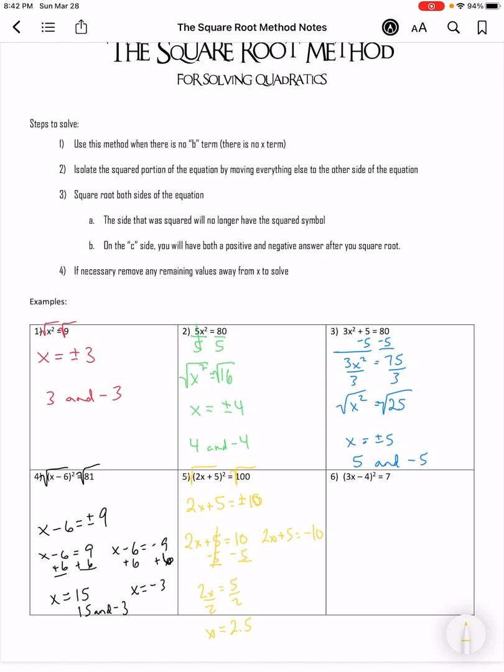All right, on my other side, I'm going to subtract 5 on both sides. So I'm left with 2x equals negative 15. Divide both sides by 2. x equals negative 15/2, or negative 7.5. So it's 2.5 and negative 7.5.